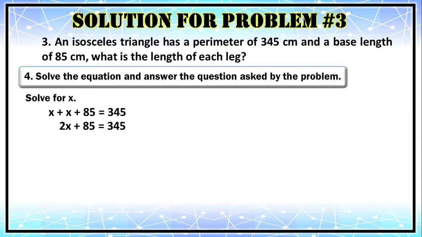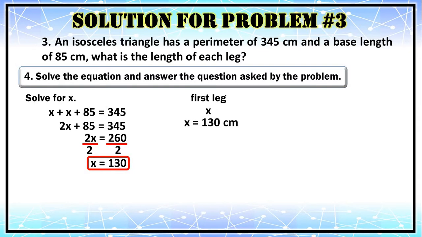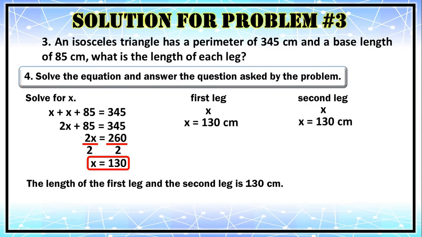That will be 2x plus 85 equals 345. Subtraction property of equality, that becomes 2x is equal to 260, and division property of equality. Divide both sides by 2 and we get x is equal to 130. Therefore, our first leg is equal to 130 and also our second leg is equal to 130. Therefore, the length of the first leg and the second leg is 130 centimeters.